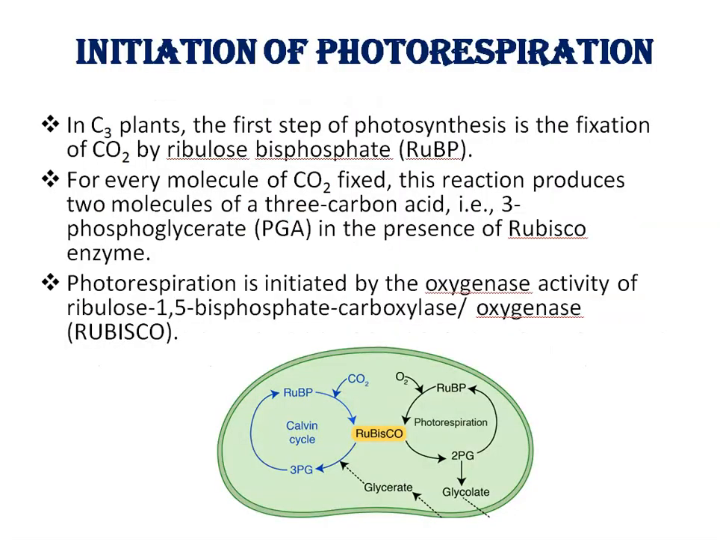First of all, we'll start with the enunciation of photorespiration. In C3 plants, the first step of photosynthesis is the fixation of carbon dioxide. Now you can see here, this is the chloroplast and this is the C3 cycle, the Calvin cycle. So in C3 plants, the first step of photosynthesis is the fixation of carbon dioxide by ribulose bisphosphate. For every molecule of carbon dioxide fixed, this reaction produces two molecules of the 3-carbon acid 3-phosphoglycerate, 3-PGA, in the presence of the enzyme RuBisCO.